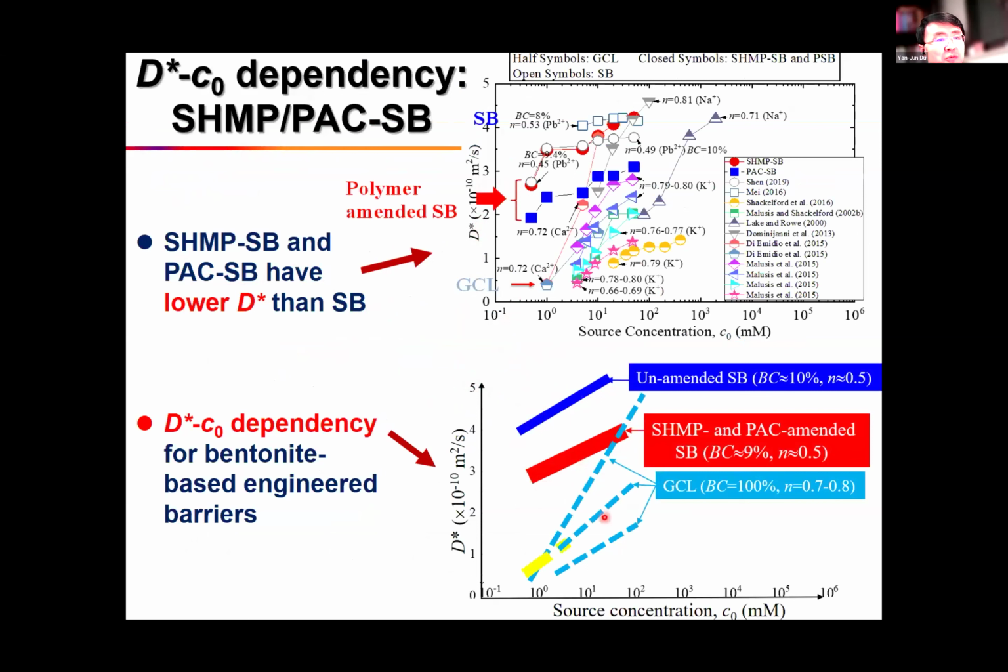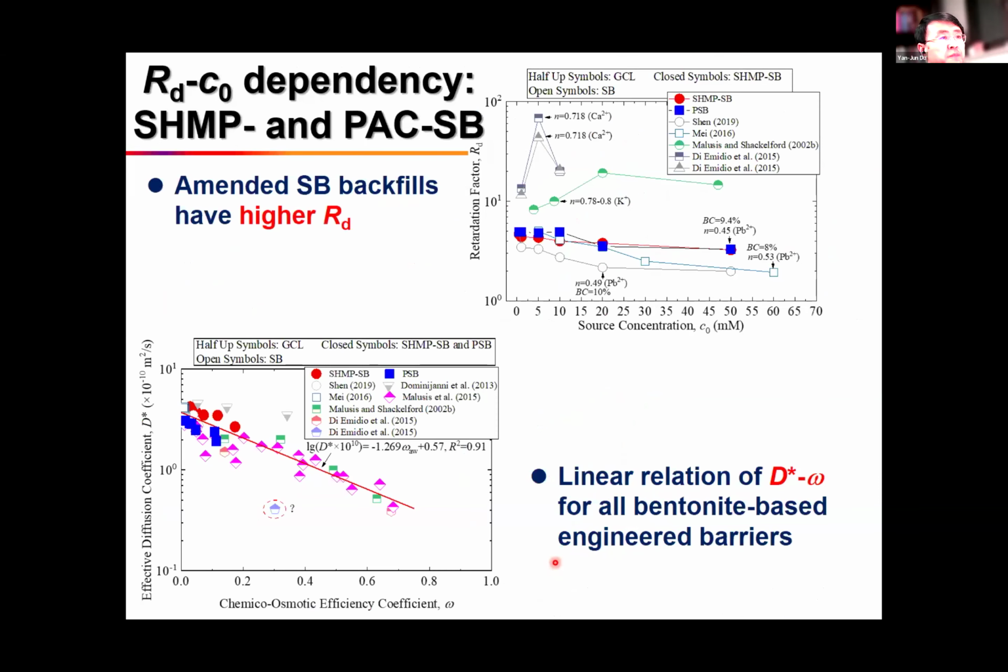For the GCL, the unamended GCL's D' value is generally lower than the SB backfill. However, if the source concentration is high, the D' value of the GCL could be higher than that of the SB backfill. For the polymer modified GCL, the D' is always lower than that of the unamended GCL.